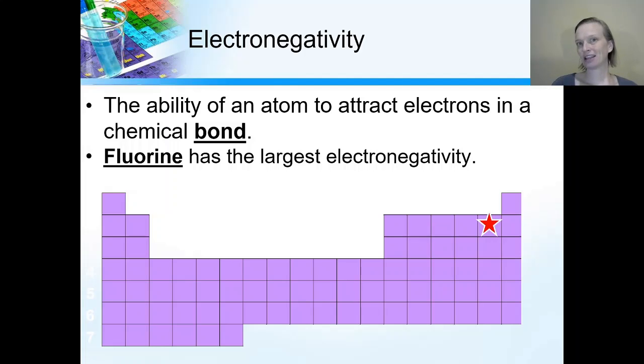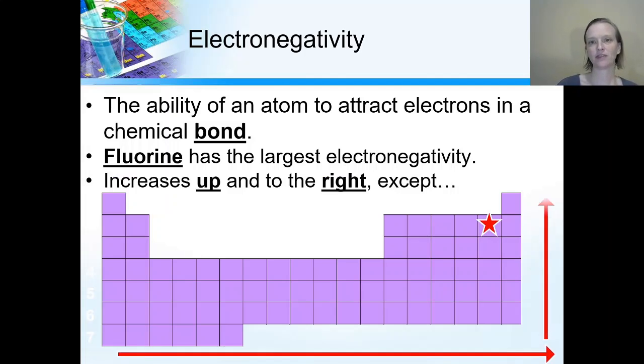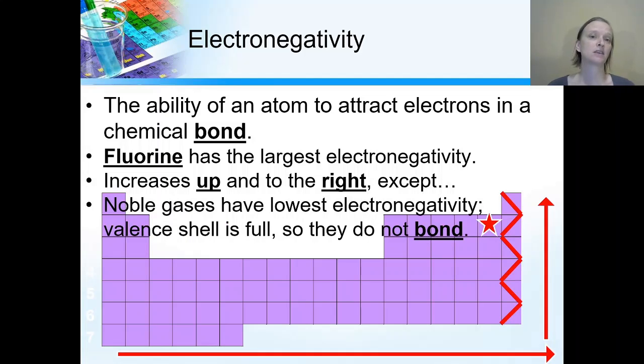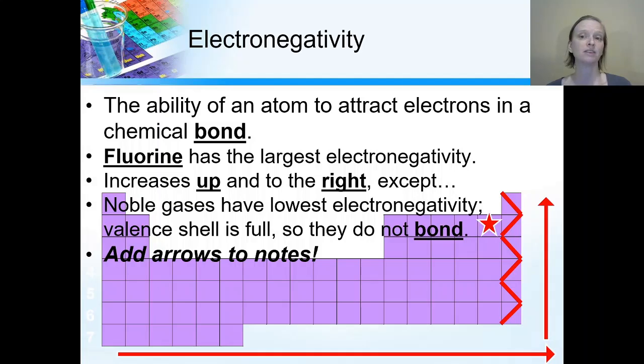The definition sounded a lot like electron affinity, and the trend is the same as electron affinity. Fluorine has the largest electronegativity. Therefore, the trend is up and to the right, except, again, for those noble gases. Those noble gases have the lowest electronegativity on the periodic table. Their valence shell is already full, so they do not need to bond. Again, add these arrows to your notes. Make note of the fact that fluorine has the largest electronegativity, and be sure to cross out the noble gases.